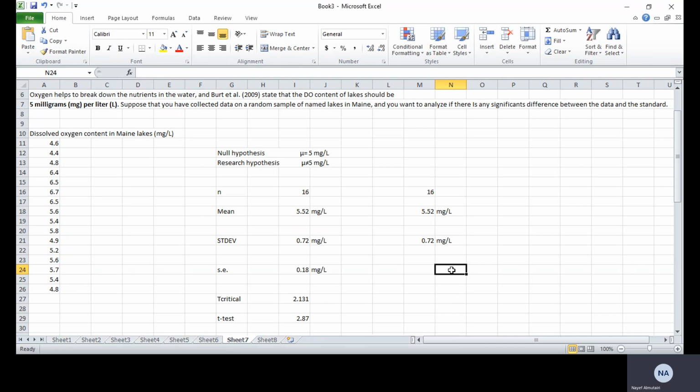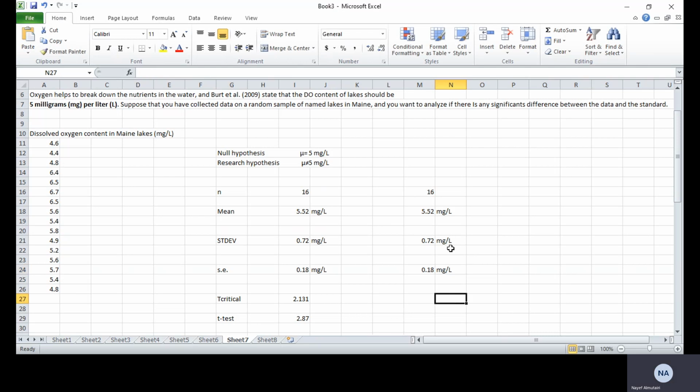Then you find the standard error. The standard error is by dividing what? You divide the standard deviation, this one, divided by square root of, of course, I'm going to select this, n, number of samples, and you close it. This would give you 0.18, and the standard error is milligram per liter.